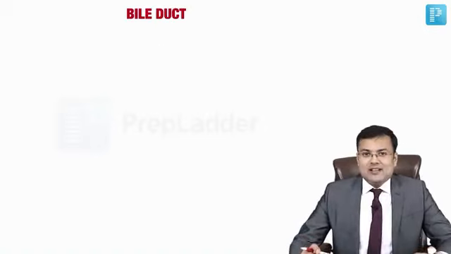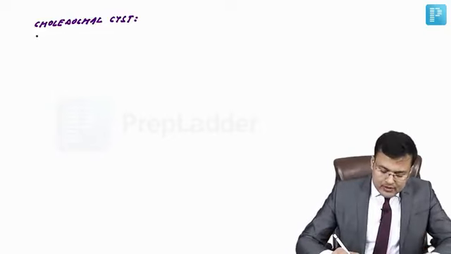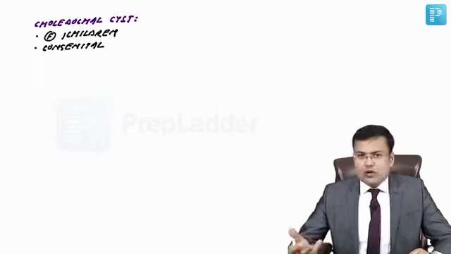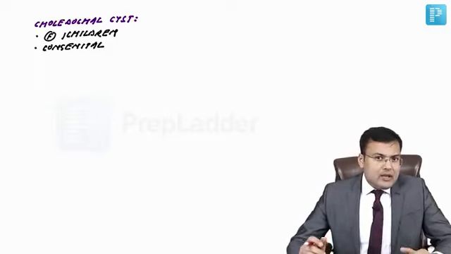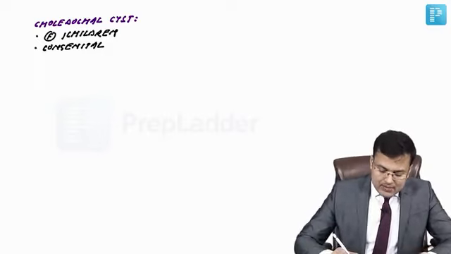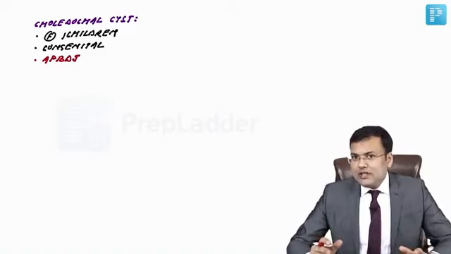Now we are going to discuss the bile duct, and first of all we are going to discuss choledochal cyst. Choledochal cyst is characterized by dilatation of bile duct. It is more common in females. It is more common in children. It is a congenital condition. What is the most accepted hypothesis for choledochal cyst? Abnormal pancreatico-biliary duct junction.